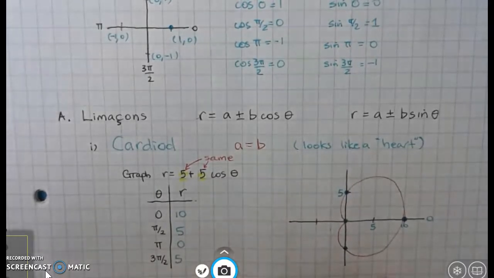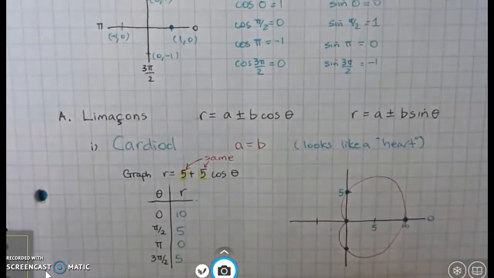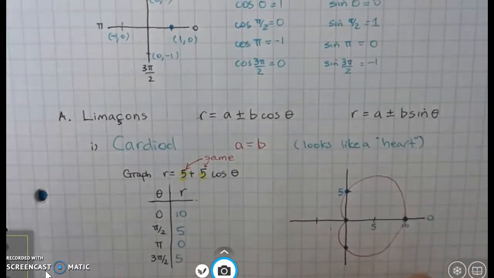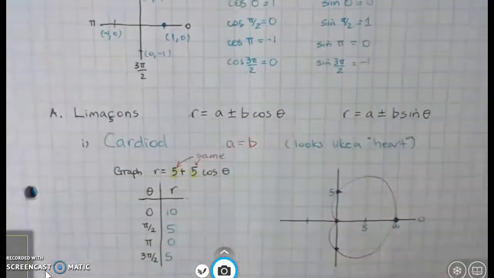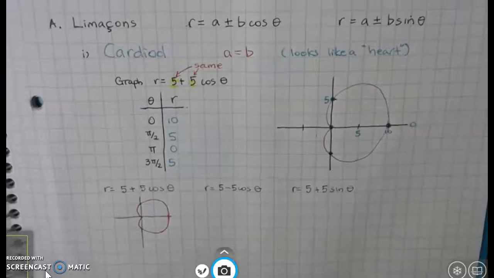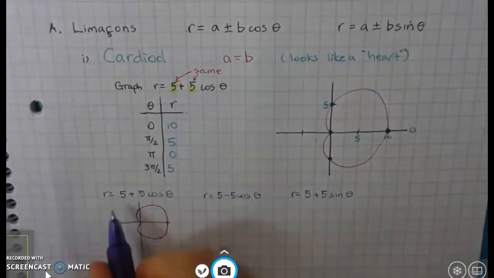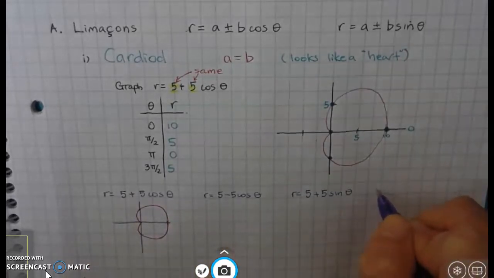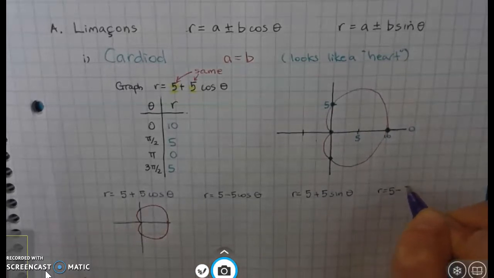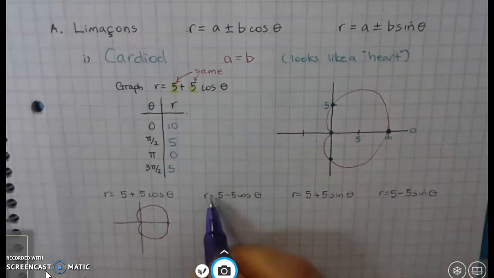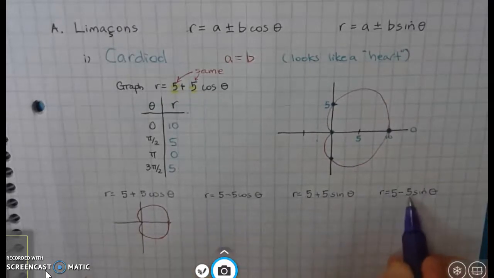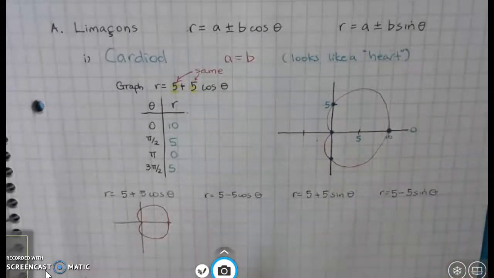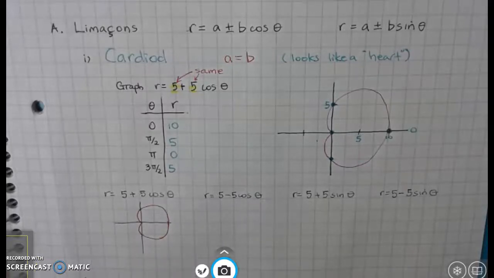I want you to try to graph this on the graphing calculator or Desmos. So r is equal to 5 plus 5 cosine of theta, or r is equal to 5 minus 5 cosine of theta, or r is equal to 5 minus 5 sine of theta. Okay, again, because A and B, the values in front of sine and the constant, are always the same, this is a cardioid shape. But I want you to pause the video and try this and see what happens, and try to graph or sketch the graphs that you find.